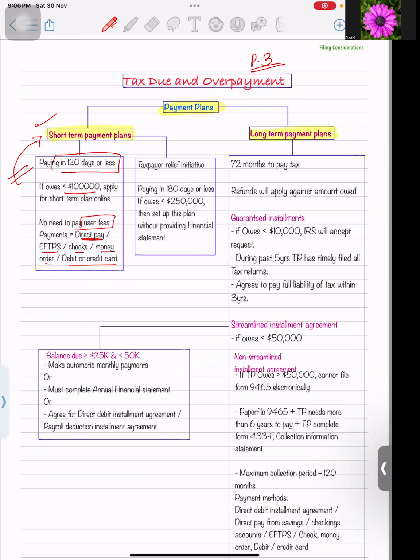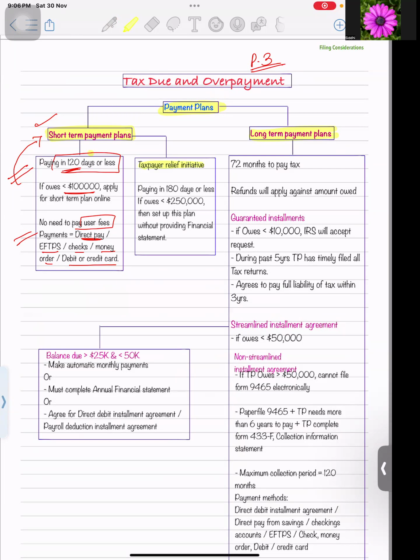So whenever you are buying something on installment, what happens? You give them the credit card information. It will get auto debited from your account, right? The same way over here, while entering into this short-term plan, you have to provide them the details. Through that, it will get directly deducted from your bank account automatically. Within 120 days, there will be a certain payment plan. And this is called a taxpayer relief initiative.